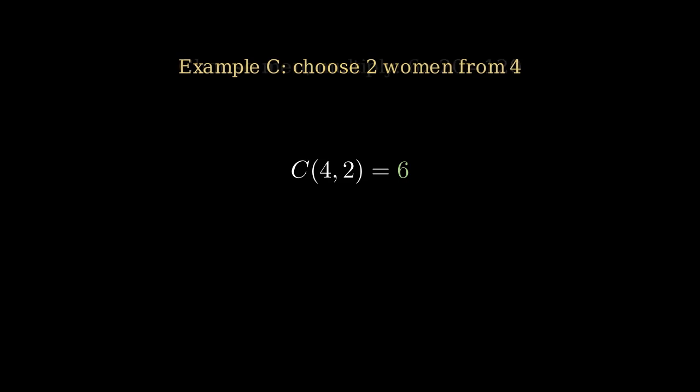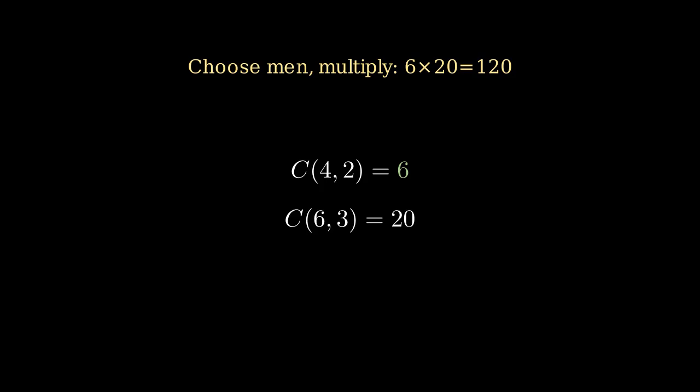Next, count the remaining freely chosen part. The other 3 committee spots must come from the 6 men. C of 6, 3 equals 20 ways. Since these 2 choices are completely independent, multiply the 2 counts together. 6 times 20 equals 120 total committees.